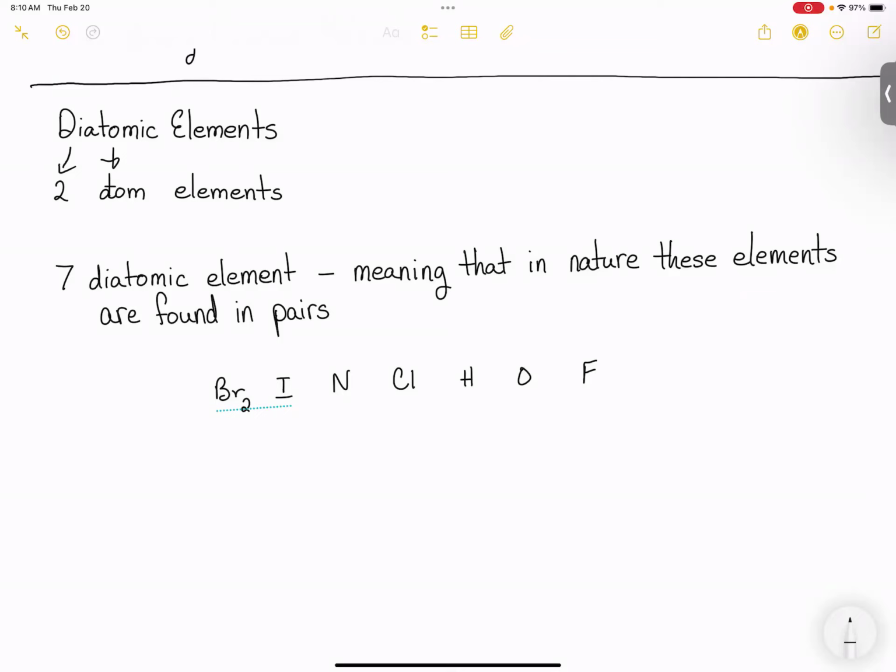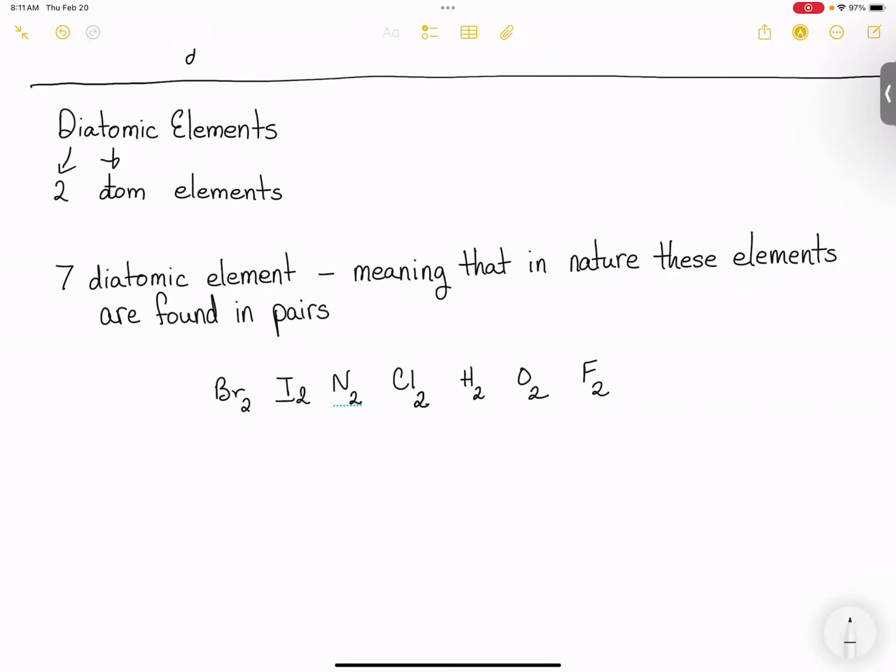If you find iodine in nature, it is going to come in the form of a pair. So it will be I subscript 2. When you talk about the nitrogen in the atmosphere, nitrogen comes as a pair, meaning there are two nitrogen atoms. Chlorine gas comes as a pair of chlorine atoms, as does hydrogen. The oxygen that you breathe comes as a pair. And then you have fluorine. Each of these atoms, when found in nature all by their lonesome, are always going to be in the form of a pair.